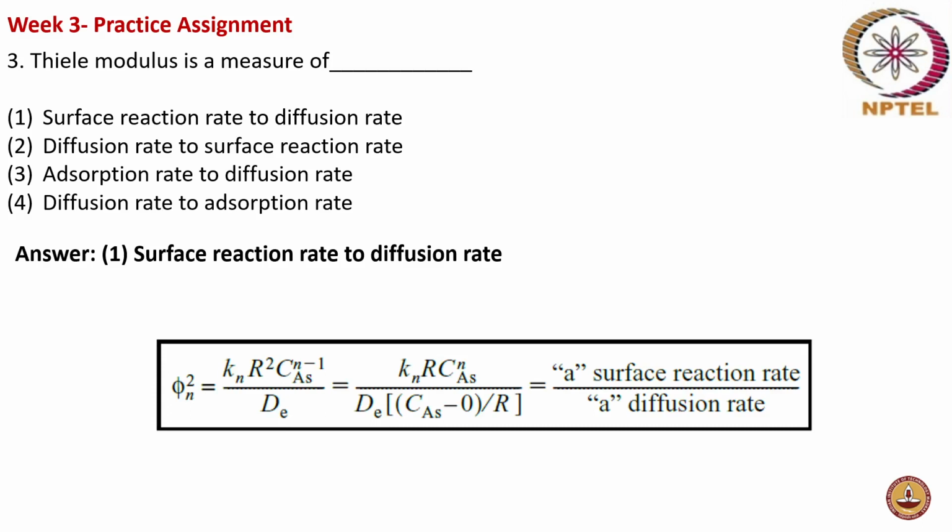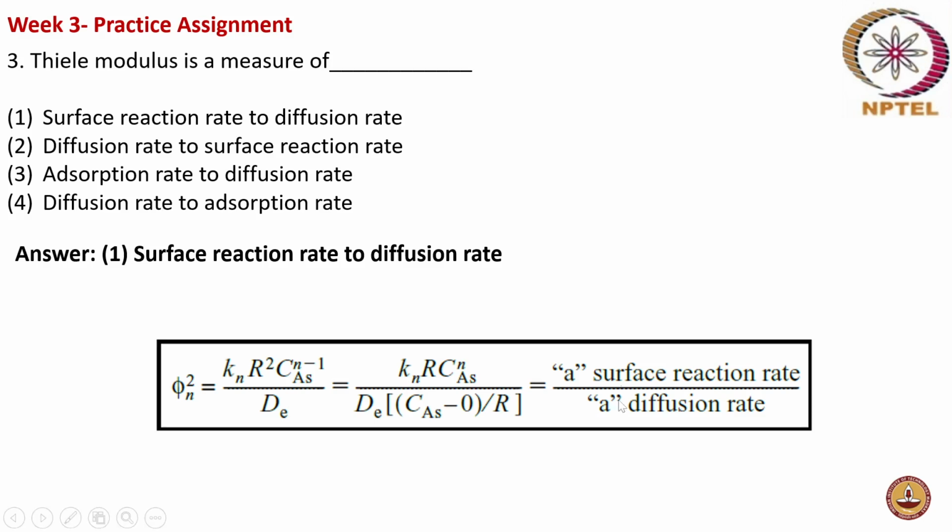This is the actual formula for the Thiele modulus. The square of the Thiele modulus, phi n squared, is given by this equation: kn times r squared times CAS to the power n minus 1, divided by DE, where kn is your specific reaction constant, r denotes the characteristic length scale, here it is actually the radius, DE denotes your effective diffusivity, and CAS is your surface concentration of the species A.